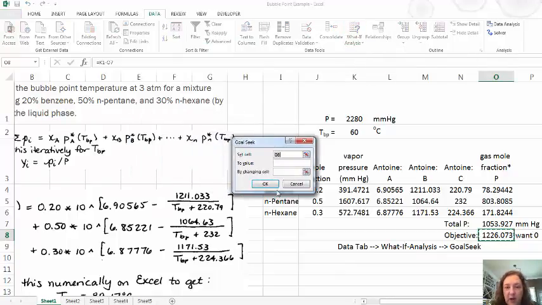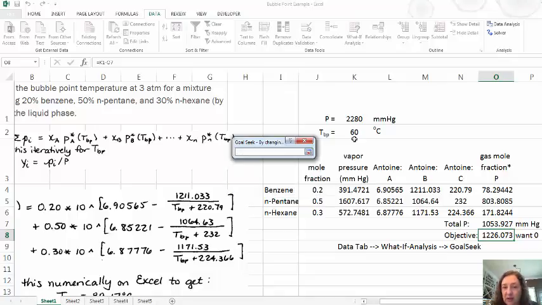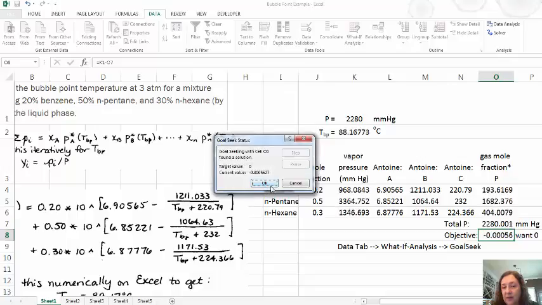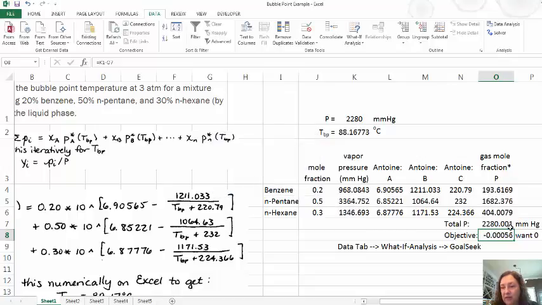Now what that's going to do is open up a little dialog here. I'm going to set the cell that's highlighted to a value of 0, and I'm going to do this by changing this number right here. So I'm going to change K2 to get the pressure to really be 2280. Say OK. It does a little work and gets it down to really close to 2280. I'm happy with that. And so the boiling point temperature is 88.17 degrees C.